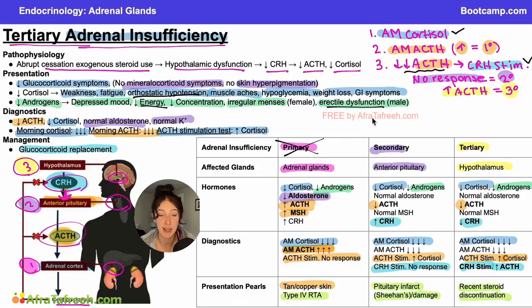We're going to have to look back at the question stem to guess which is more likely, damage to the pituitary or recent steroid discontinuation. The question stem did tell us that this patient has ulcerative colitis and recently had a flare-up. You should know that ulcerative colitis can be treated with immunosuppressants such as steroids. If this patient was recently treated with steroids and did not do a taper but just discontinued their steroid medication, this could certainly be a cause of tertiary adrenal insufficiency. And that is the answer that I would look for on Step 1.